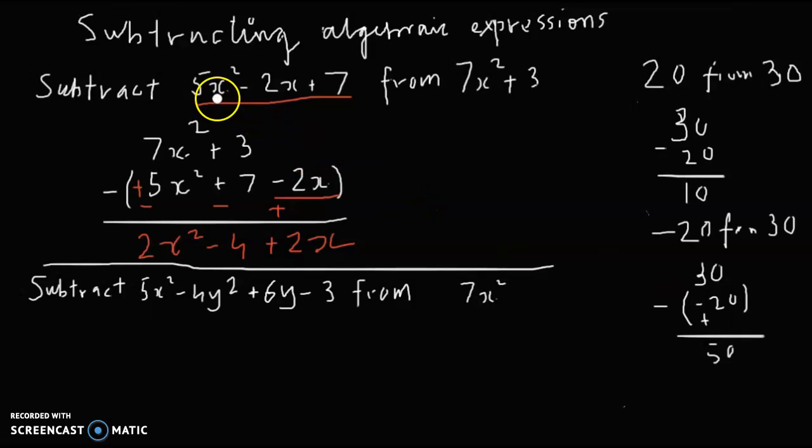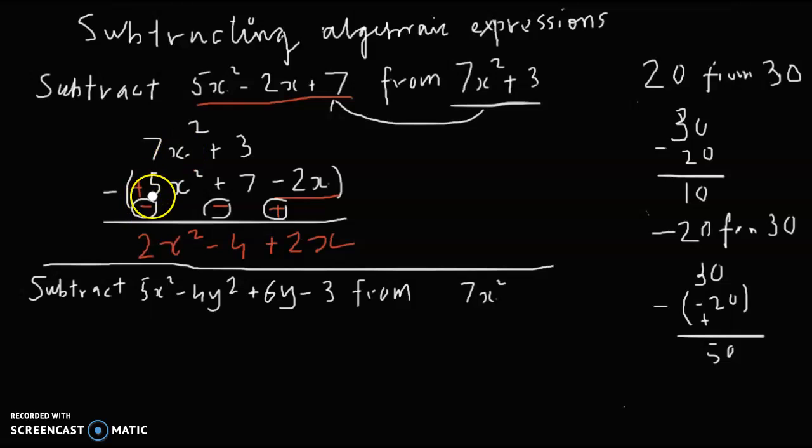Now let us see one example here. 5x square, subtract 5x square minus 2x plus 7 from 7x square plus 3. From this, subtract this. So we write down 7x square plus 3 minus 5x square plus 7 minus 2x. And because it is plus here and we are subtracting, it will become minus. It is plus here, it will become minus. And it's minus here, so it will become plus.